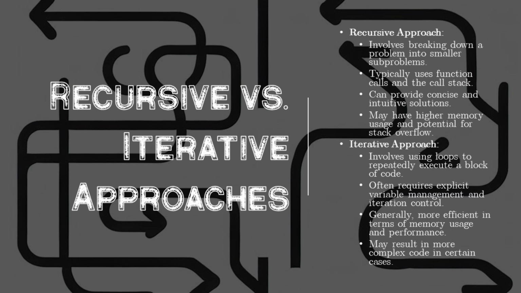On the other hand, iterative approaches use loops to repeatedly execute a block of code until a certain condition is met. They typically require explicit variable management and iteration control. Iterative solutions are generally more efficient in terms of memory usage and performance, as they avoid the overhead of function calls and stack operations. However, they may result in more complex code, especially for problems that have a recursive nature.